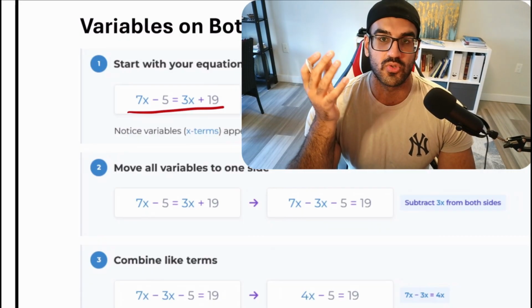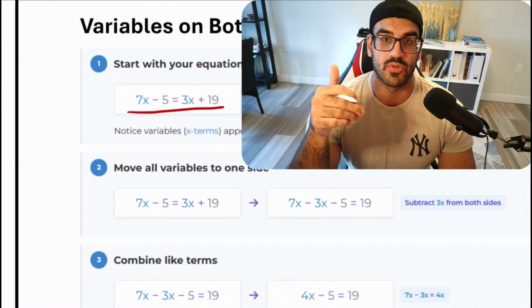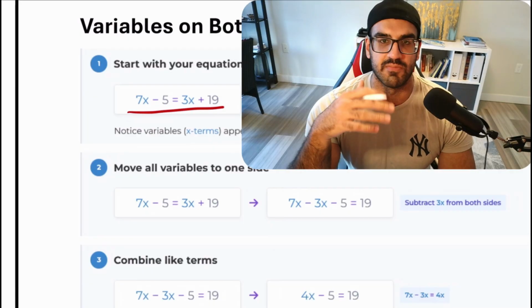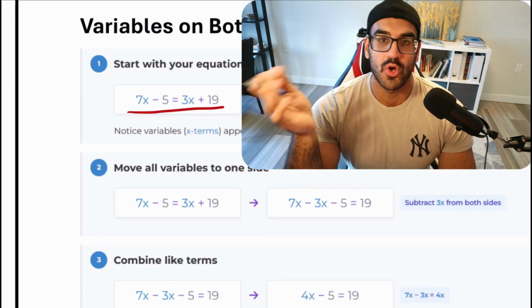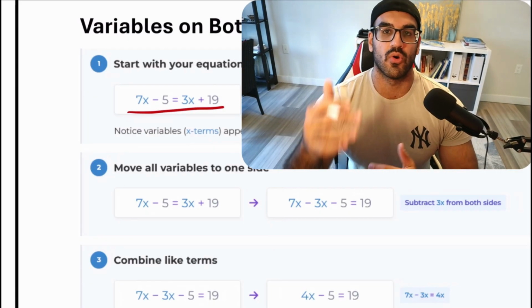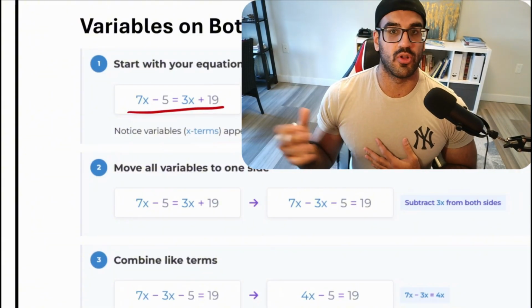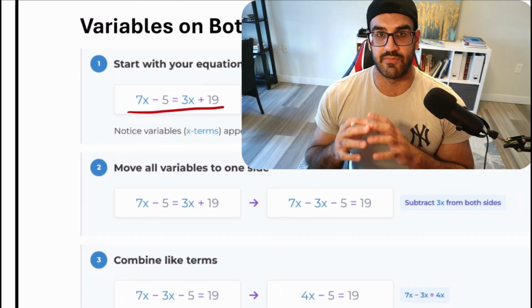It would be better to move the smaller number to the side of the bigger number in order to stay positive all the time. Again, it doesn't matter if you move the 7x to the other side or the 3x to the other side. At the end, you only have to be careful about your multiplication or division. Try to follow all of the signs. I mean, negative by negative, negative by positive, and so on.